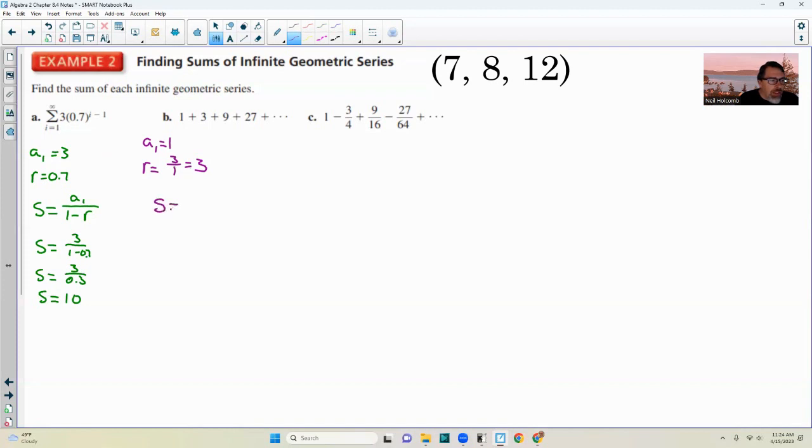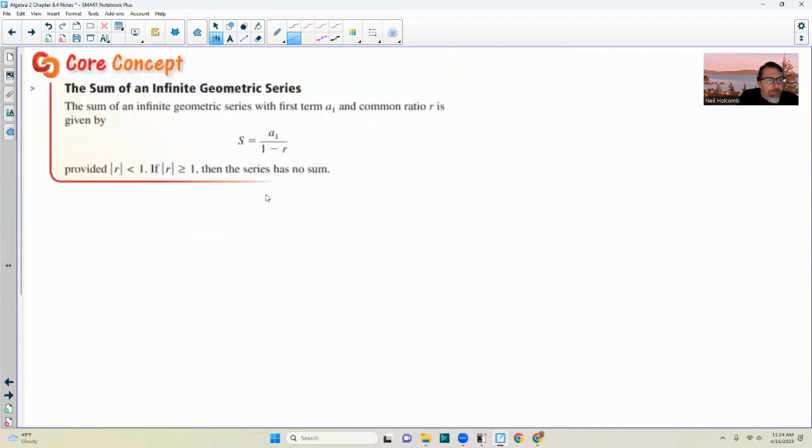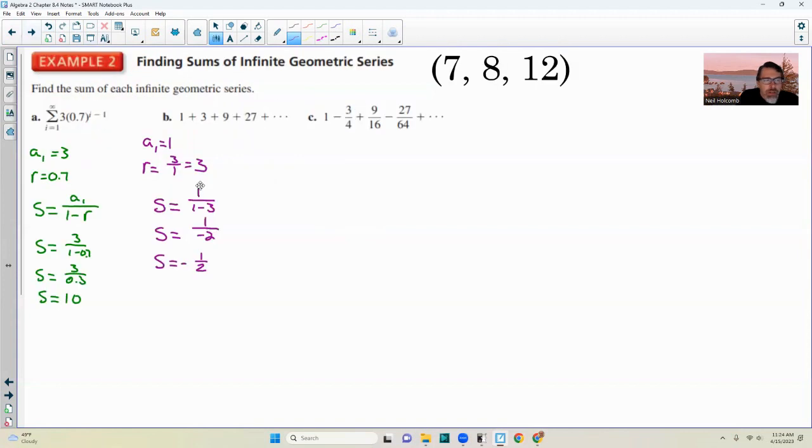So s equals our first term divided by 1 minus our r. So s is going to equal 1 over 1 minus 3, which is negative 2. So the sum equals negative 1/2. Okay, and so there you have it. And it's not right. Why is that wrong? What did I do wrong? A sub 1, 1 minus r. R is 3.